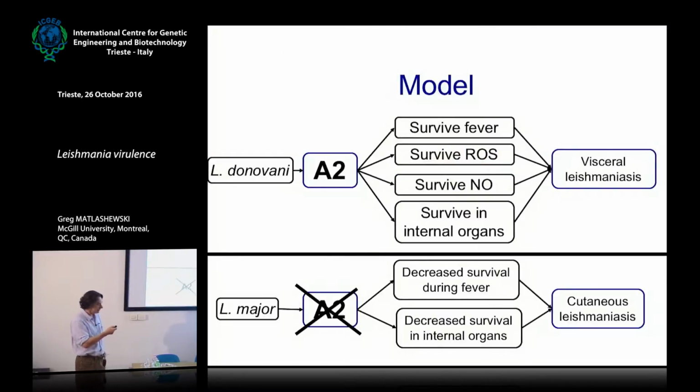So the model we have of A2 at this point is that donovani has A2, L. major doesn't have A2, and that allows it to survive at higher temperatures, because of the fever. We have some evidence that it allows survival under stress and other stressors like nitric oxide or reactive oxygen species, and this allows it to survive in the internal organs, causing visceral leishmaniasis. If you don't have the A2, it reduces its ability to survive in visceral organs, and that leads to cutaneous leishmaniasis. So this is really consistent with A2 being one of these important virulence factors.